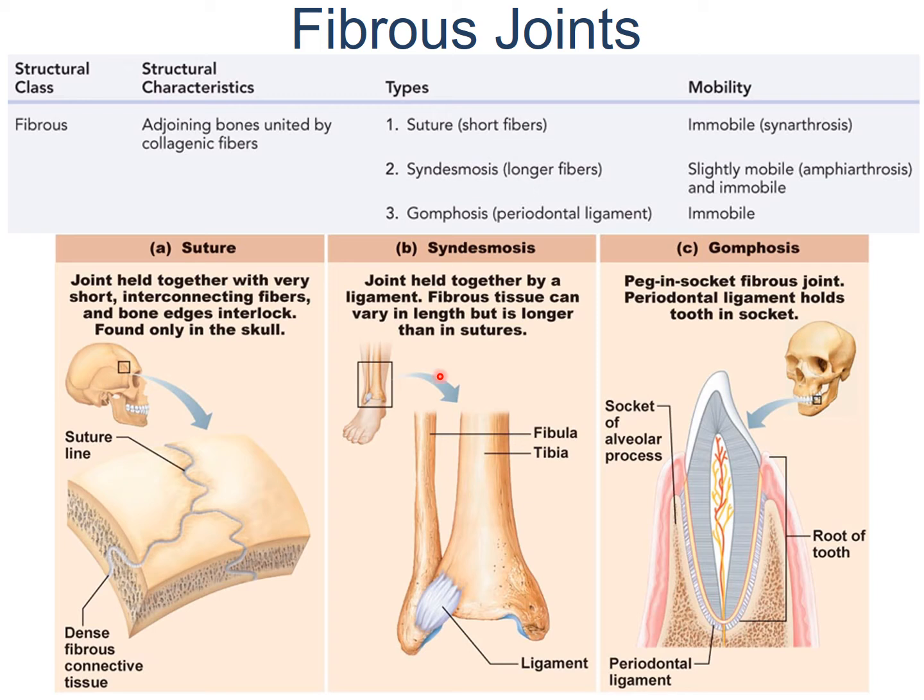And then for the gomphosis, this is a peg and socket fibrous joint, and it involves the periodontal ligament, which holds your teeth in their socket. And so whether you're thinking about a tooth that's in the lower part of your jaw or the upper part of your jaw, those teeth are not supposed to move. They are held in their socket by a periodontal ligament, which again is dense, regular connective tissue. And that again is true whether you're referring to the mandible or the maxilla. That's going to be a gomphosis. Okay, so those are your 3 different types of fibrous joints. It's pretty straightforward.